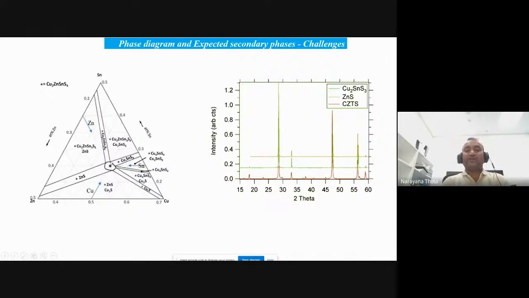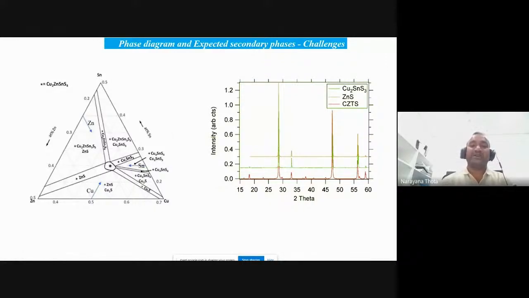If you move away from this narrow region, there will be secondary phase formation in addition to CZTS in the thin film solar cells. That is why our growth conditions should be very precise. We need very precise control of growth conditions to get the single phase material. If you have secondary phases, they are detrimental to the solar cell.